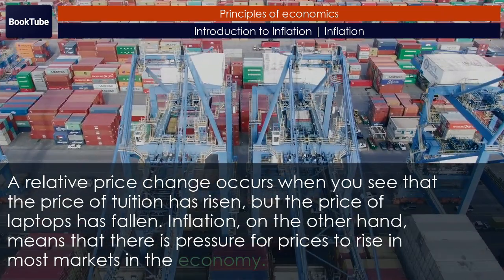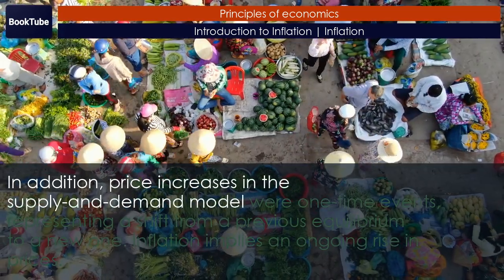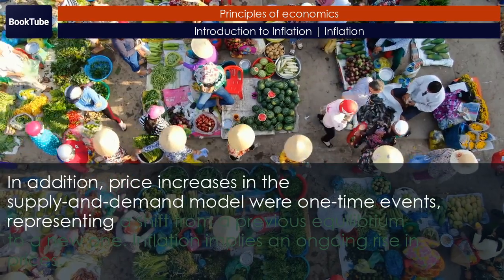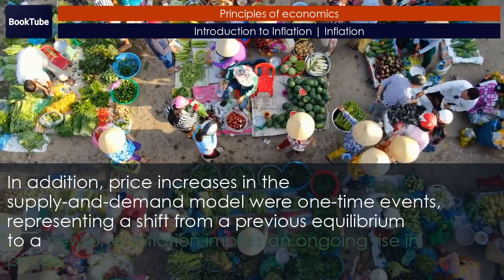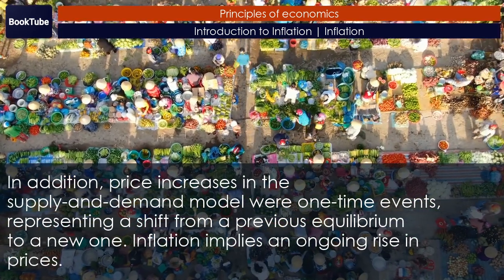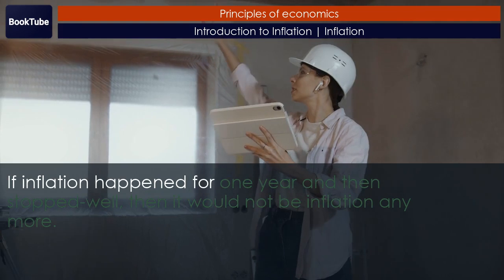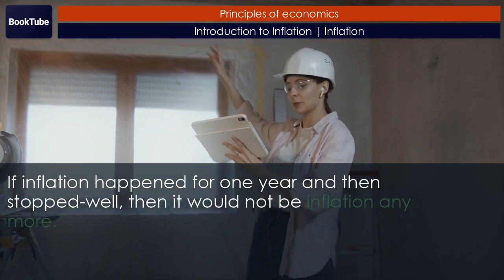In addition, price increases in the supply and demand model were one-time events, representing a shift from a previous equilibrium to a new one. Inflation implies an ongoing rise in prices. If inflation happened for 1 year and then stopped, well, then it would not be inflation anymore.